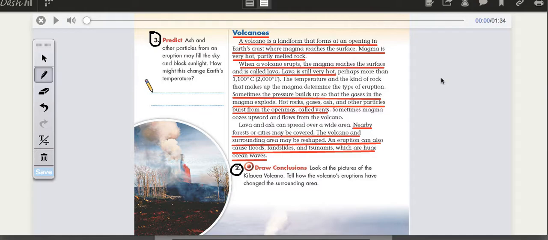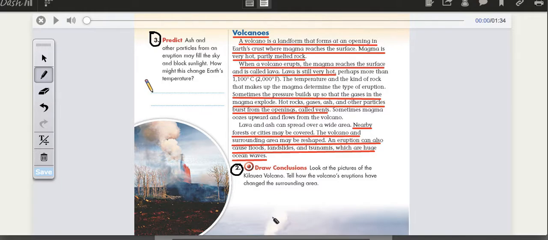If you remember the lesson we took about the types of rocks, we said that many rocks can melt, so they can melt and form into other types of rocks. Well, that's magma. So when the rock melts, magma is formed. Actually, when a volcano erupts, the magma reaches the surface and is called lava. So lava is when it reaches the ground.